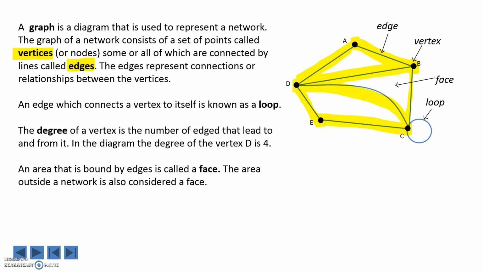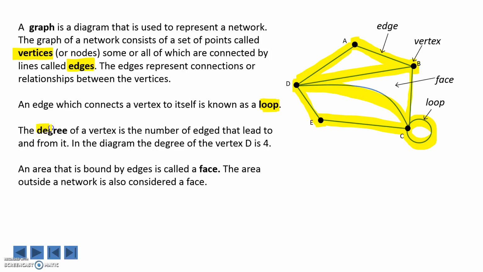If an edge connects to a vertex and back again, it's called a loop. That's a new term that we're going to introduce to you. So an edge which connects a vertex to itself is known as a loop.